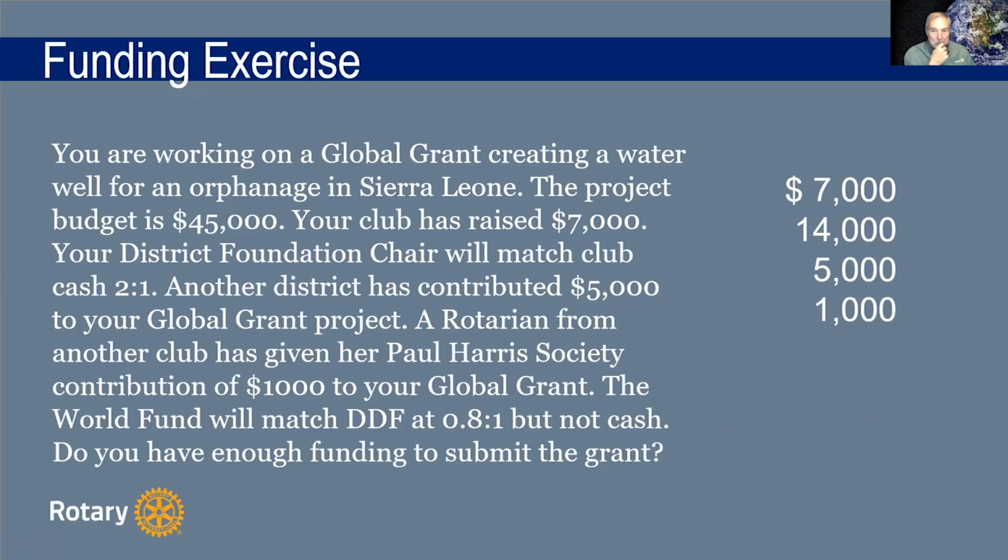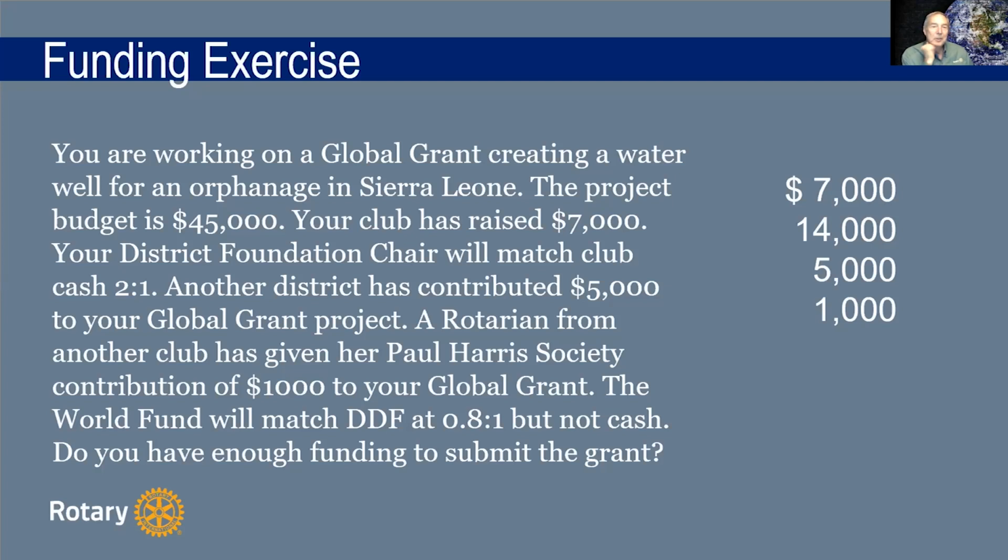16,000. Okay, now how'd you get 16,000? I took the 20,000 that I added up. If I added this right, I can't read my writing very well. Of the 7 for the club, 14 for the district, so that's 21. And then 5 from the second district, so that's 26. And then the Paul Harris would be 27. Oh, okay.